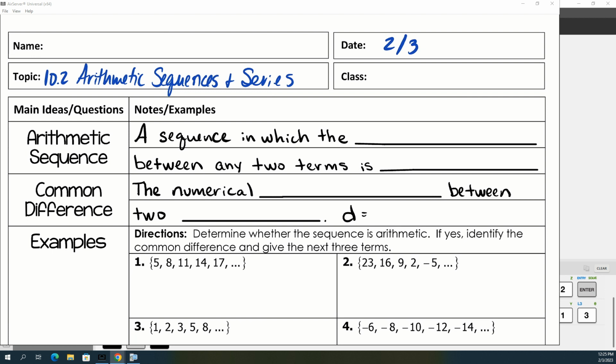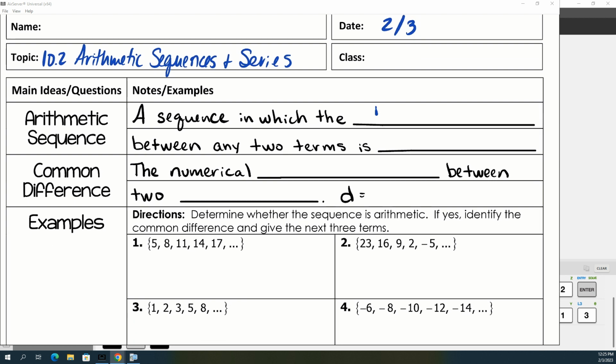So an arithmetic sequence is a sequence in which the difference between any two terms is constant. So these are the sequences where they're going up by the same value each time, or they're going down by the same value each time. And the common difference is that numerical difference between two terms. And it's going to always be represented by lowercase d for difference, obviously.